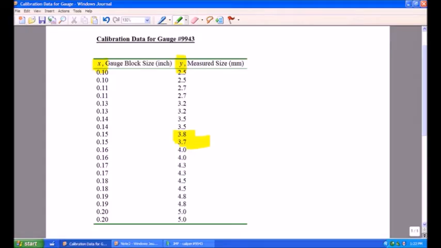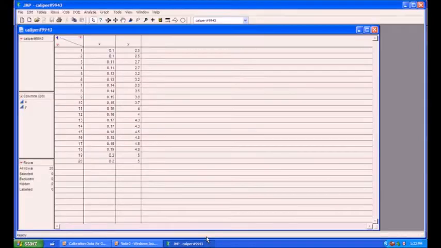is a calibration data set. What I want to do with that is to put that into a regression program and show you what sorts of things can be done based on that regression analysis. So here is that data set prepared for use by the JMP statistical program.